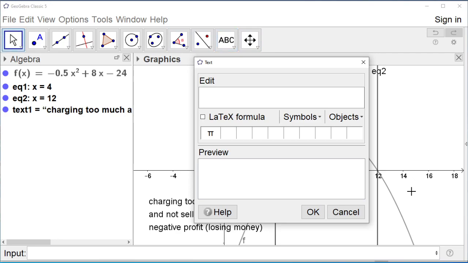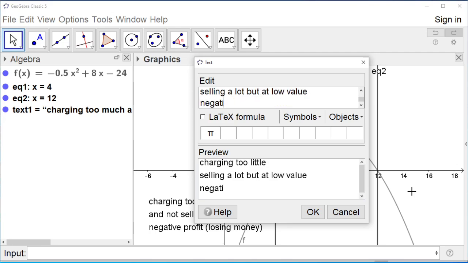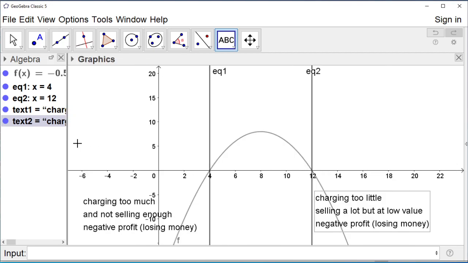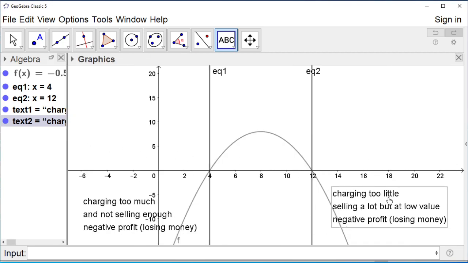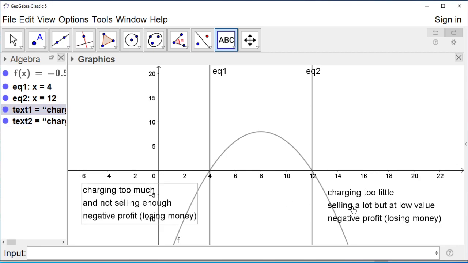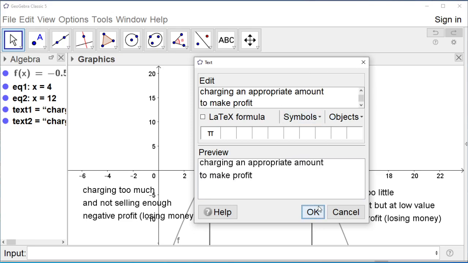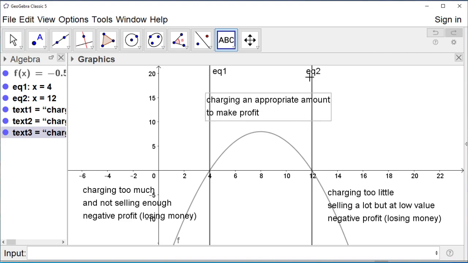Now, alternatively, over here, you are charging too little, you're selling a lot, but at low value, and you have negative profit, you are losing money. If he's selling more than 12, the idea is he's charging so little that in order to sell that many, he's losing money there too. Now in the middle, of course, he's positive profit, so charging an appropriate amount to make profit. That's what the middle section is.